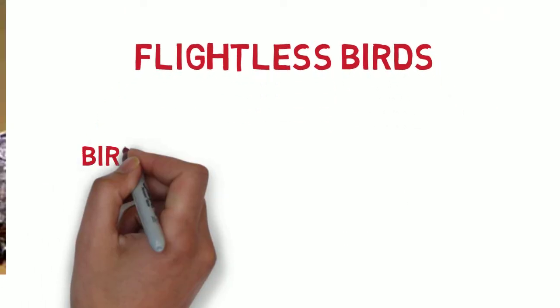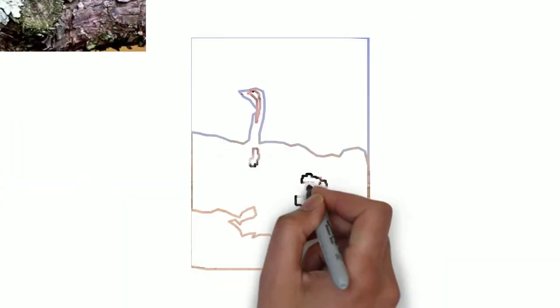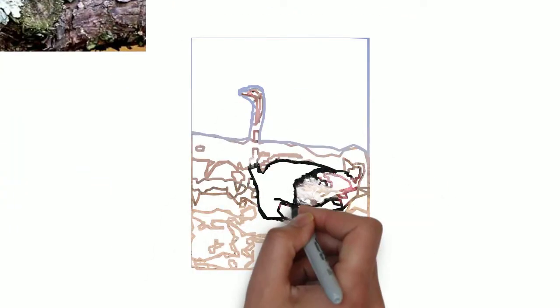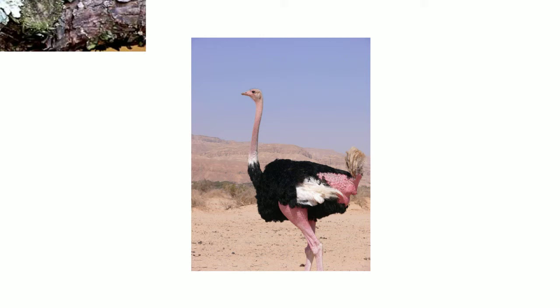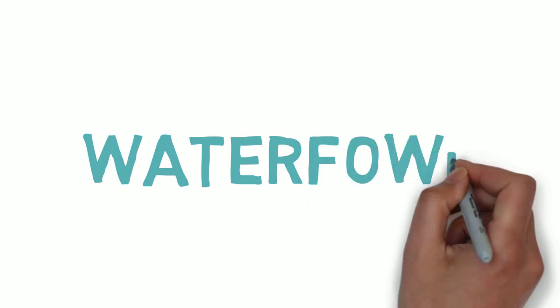Here are some examples of flightless birds. These are birds that are unable to fly. An ostrich is a common example. The ostrich or common ostrich is either one or two species of large flightless birds native to Africa. Though they cannot fly, ostriches are fleet, strong runners, and they can sprint up to 43 miles.